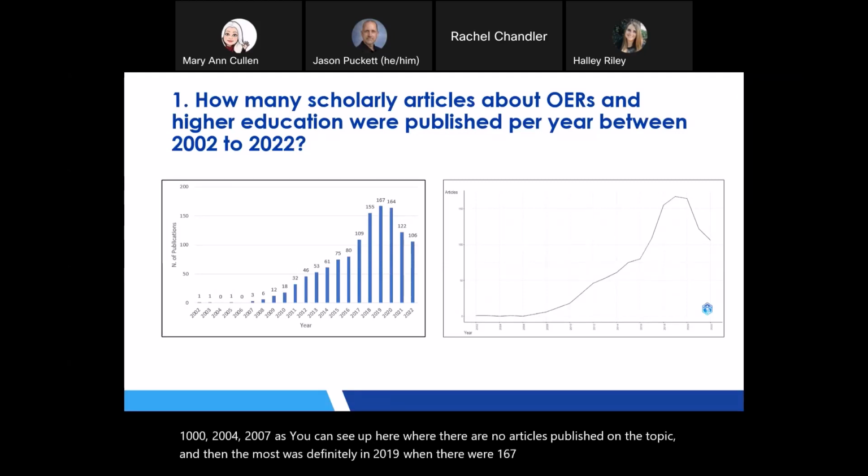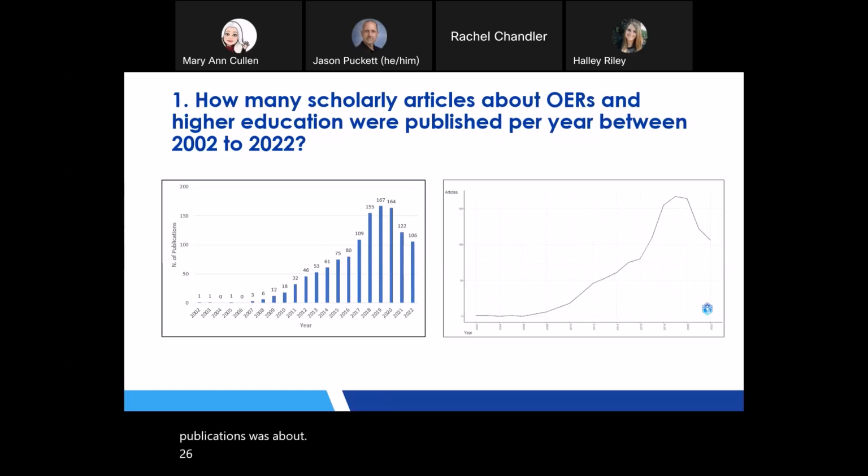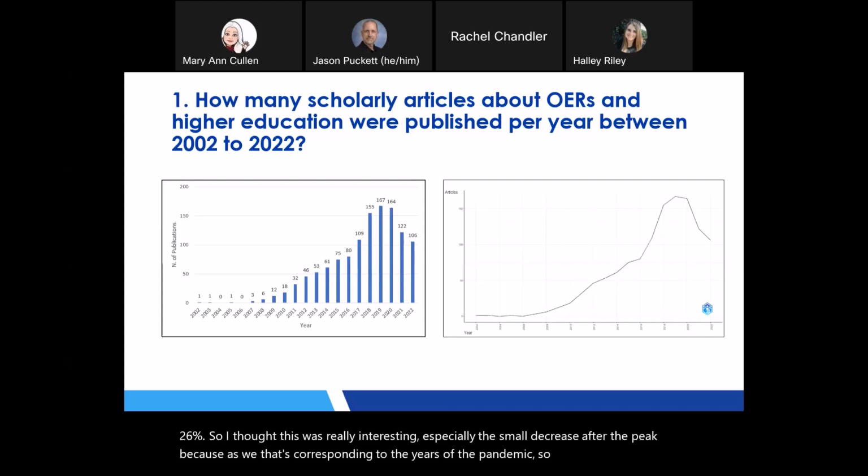And so on the right, you can see this figure shows the change in publication over time. There's a steady increase, especially starting around 2014, which is a really dramatic increase. And then a big peak from 2018 to 2020, where there's a slight decrease. But other than that, their annual growth rate of publications was about 26%. I thought this was really interesting, especially the small decrease after the peak, because as we all know, that corresponds to the years of the pandemic. So I thought that was very interesting.